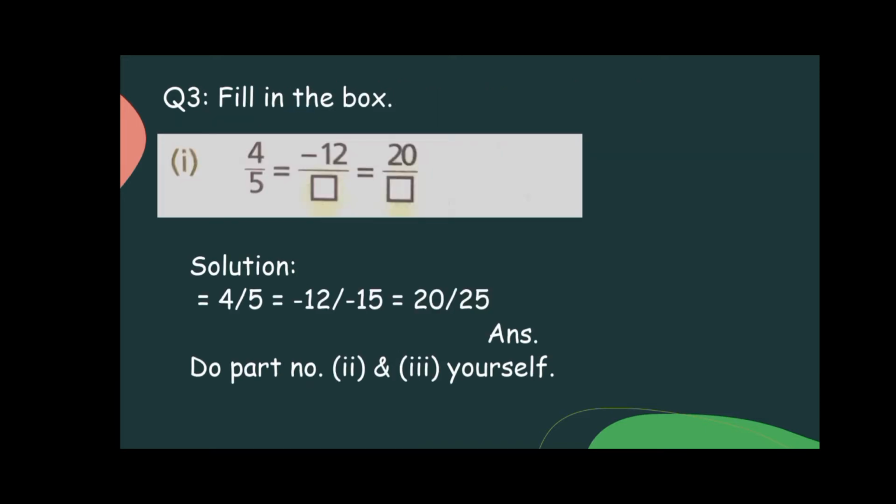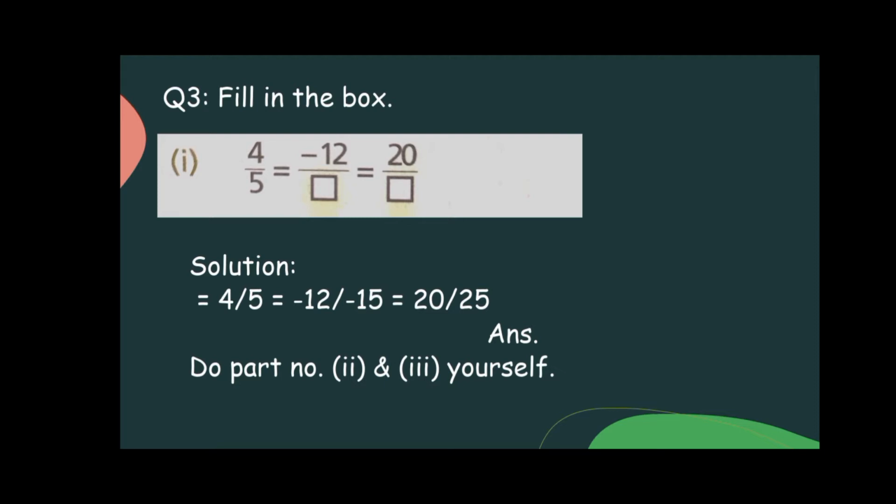Now question number 3 is fill in the box. In all three parts of question number 3 we have three fractions, all of which are equal as there are equal signs in between these three fractions. So in part 1 we know the first fraction properly, but we don't know the denominators of the second and third fraction, and these are the things which we have to find. If we observe closely, what must have been multiplied by this 4 to get minus 12? Of course it was minus 3. 4 into minus 3 equals minus 12. Then it's pretty clear that we have to multiply this 5 by minus 3 as well. So 5 into minus 3 equals minus 15.